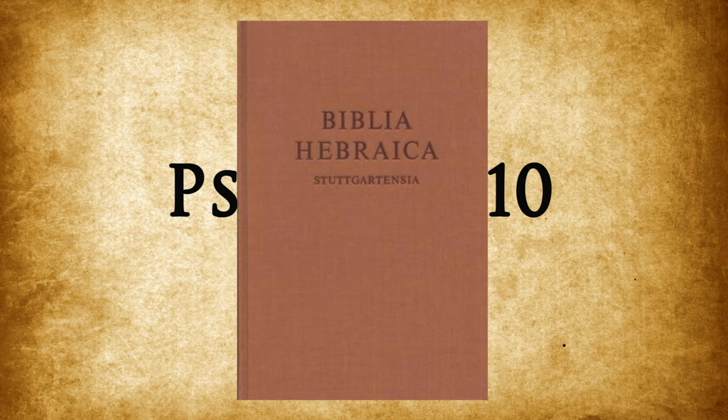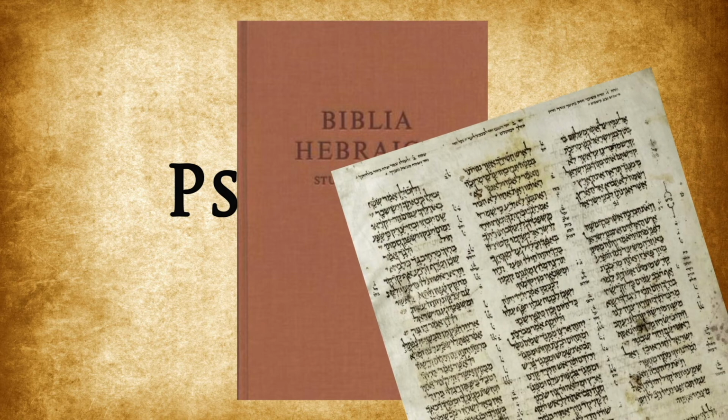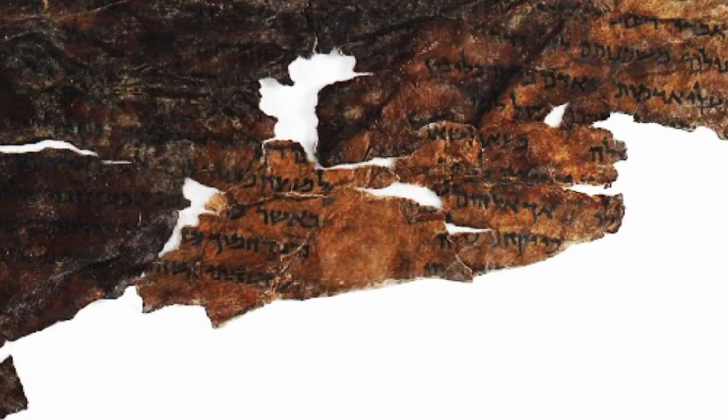Now, there are older versions of this text that we have. We have what's called the Aleppo Codex, but it's in the same family of texts, and it is identical in the verse we're looking at here. Now, there is an even older version from the Dead Sea Scrolls, and some of them date as far back as the middle of the 2nd century BC.